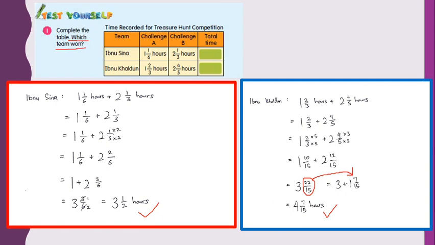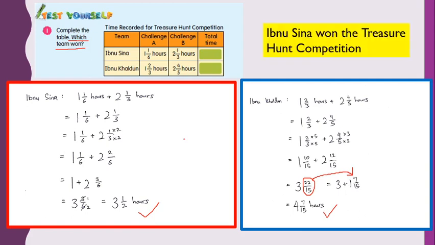The question asks which team won? Kumpulan mana yang menang? So the winner is Ibn Sina. Ibn Sina won the treasure hunt competition. Why Ibn Sina? Because Ibn Sina completed the challenge quicker than Ibn Khaldun. Lebih cepat menyelesaikan cabaran berbanding dengan Ibn Khaldun. Jadi Ibn Sina ialah yang memenangi pertandingan itu.